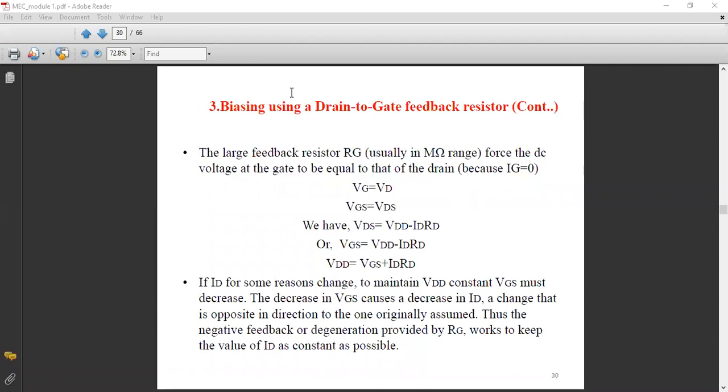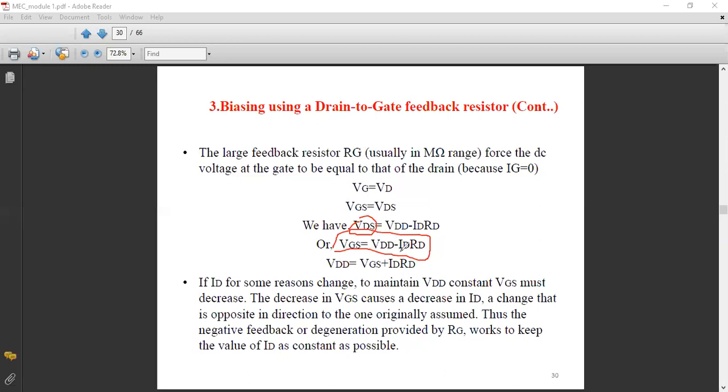VDS is equal to VDD minus IDRD, as I told you. Now, since VDS is equal to VGS, in place of VDS you can put VGS. So now the equation becomes VGS is equal to VDD minus IDRD. I told you, whenever there is a feedback resistance connecting between the gate and drain, then VDS will become equal to VGS. So the KVL equation can be rewritten as VGS is equal to VDD minus IDRD.